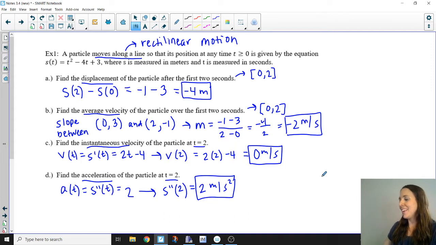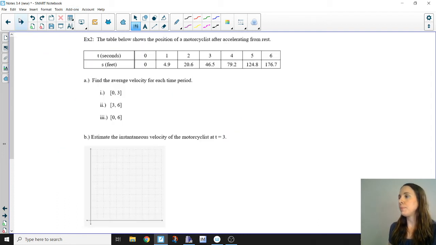All right. Example 1 done. And that was an example where we were looking at a position equation. Okay. Next, example 2, we do not have an equation to work with. We have a table of values. It is still a position function, and it's a function of time. However, again, we don't have an equation to work with. Okay, so we're going to have to use the table of values to get our answers.